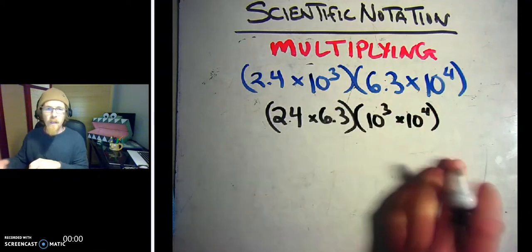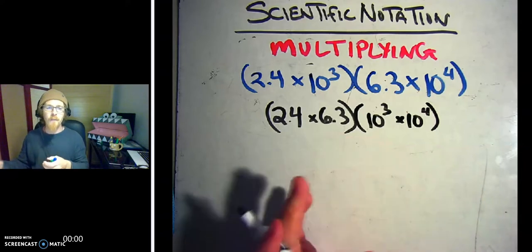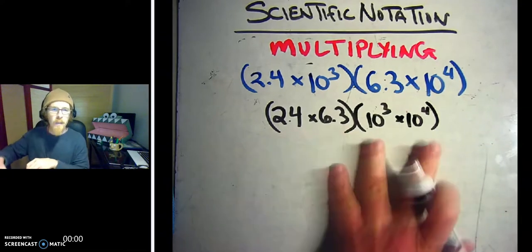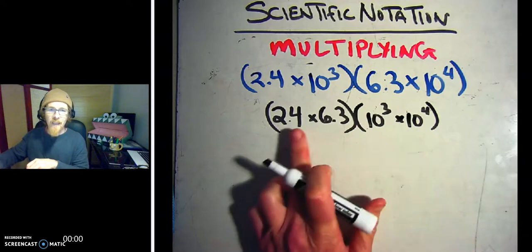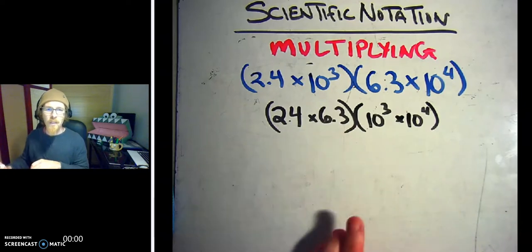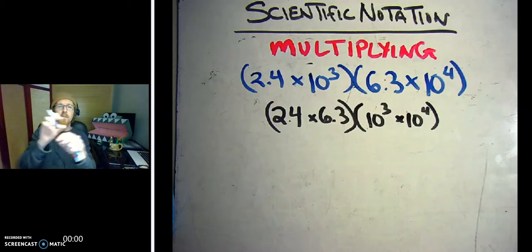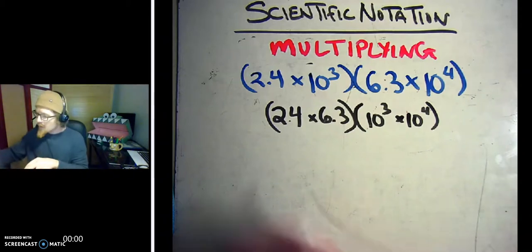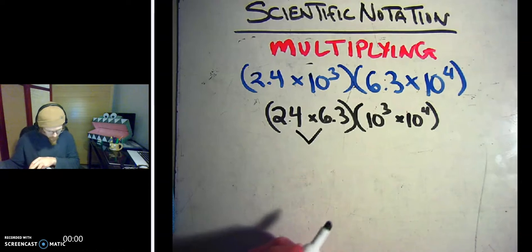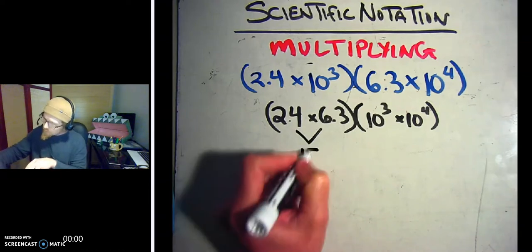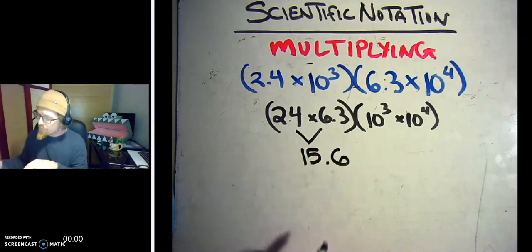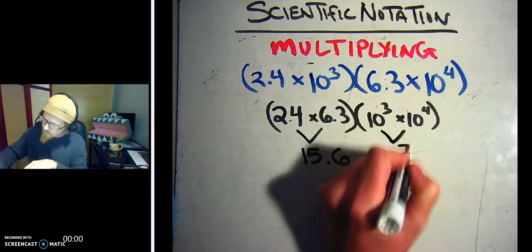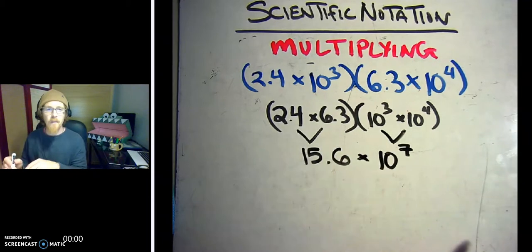Now you'll notice in each example I'm using different ways to represent multiplication. I have parentheses group times parentheses group. I have the x that can be used as multiplication. I just want you to know that we're taking these terms and everything is being multiplied anyway. Now 2.4 times 6.3 is actually 15.6. And 10 to the third times 10 to the fourth, well, we add those exponents and we end up with 10 to the seventh.